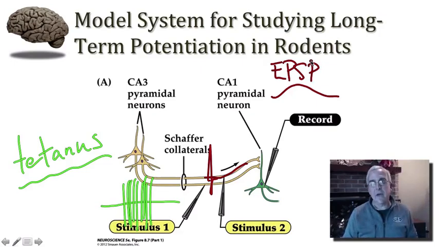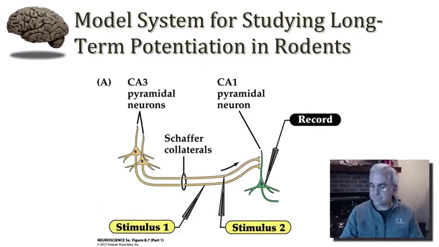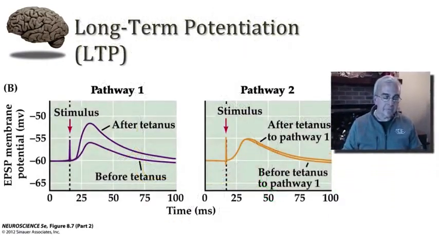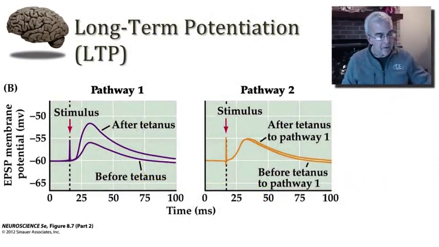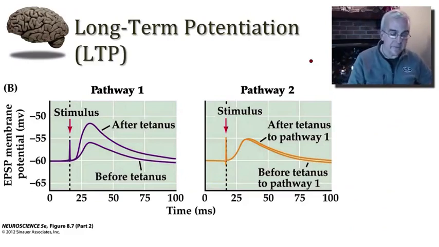And see what happens to that postsynaptic potential. Does it stay the same? Maybe it increases. Well, this is the basic experiment that was performed. And the results are shown here. So, pathway 1 is the pathway that received the tetanic stimulation.